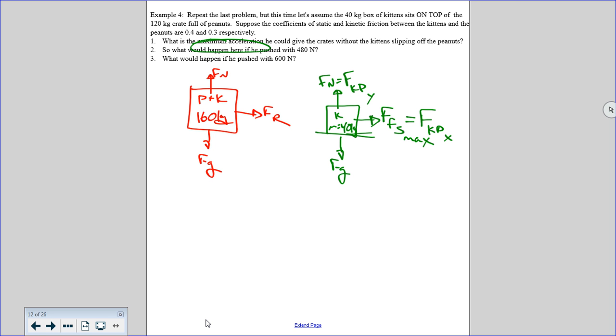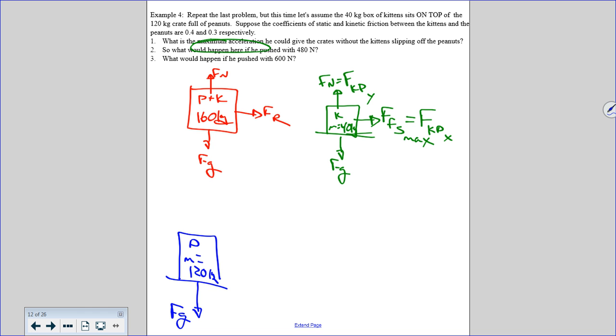Last thing we got to do is make a drawing for the peanuts. I don't know where I want to draw this. I wish I had more room. All right, so here's the peanuts. Our mass is 120 kilograms. So once again, gravity is going to pull the peanuts down. All right. Now, be careful here. There are a bunch of forces on the peanuts.